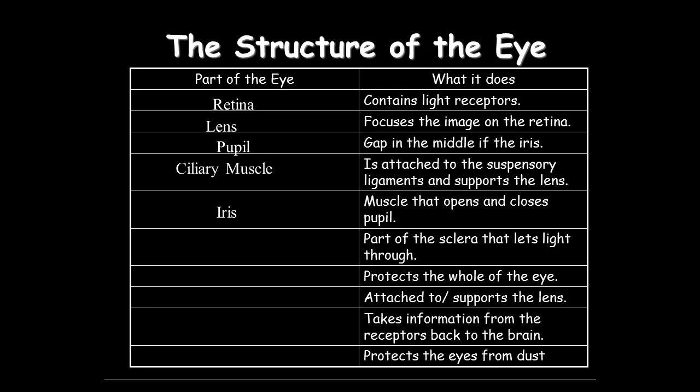The part of the outside surface that lets the light through, that's the cornea. Protects the whole eye, the sclera. Attached to and supports the lens, the suspensory ligaments. Takes information from the receptors back to the brain, that's the optical nerve. And protects the eyes from dust, those are your eyelashes. Okay, so that's the structure, the parts of the eye.